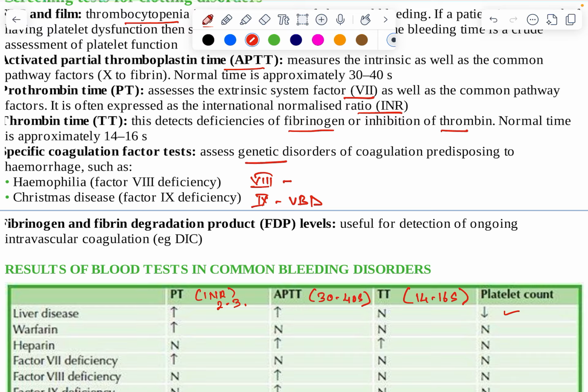So prothrombin time, PT, is for the extrinsic system. This is for the extrinsic pathway. APTT is for the intrinsic pathway. And thrombin time is the final conversion of prothrombin to thrombin, and activated thrombin converts fibrinogen to fibrin. So it is the last two steps.